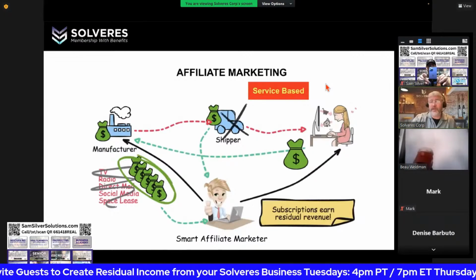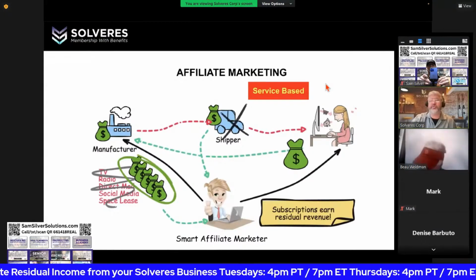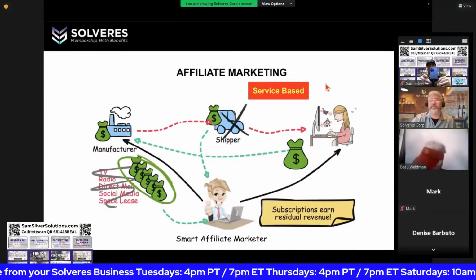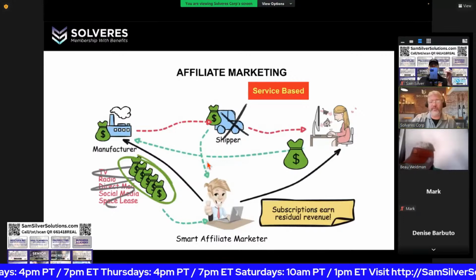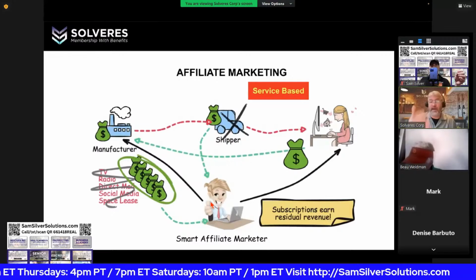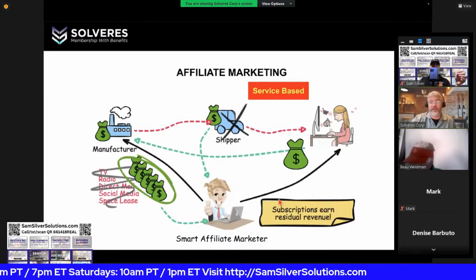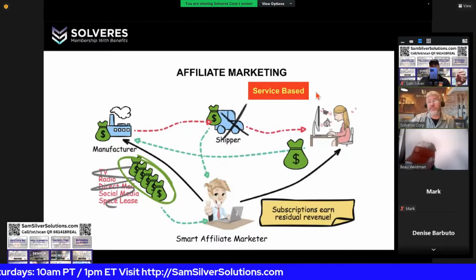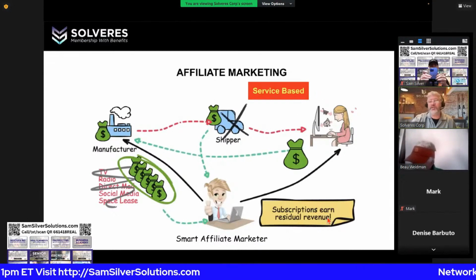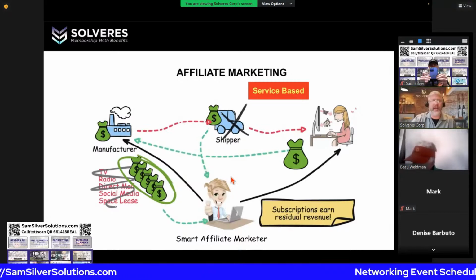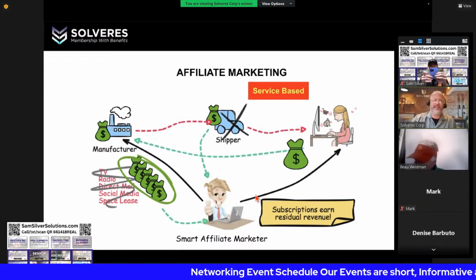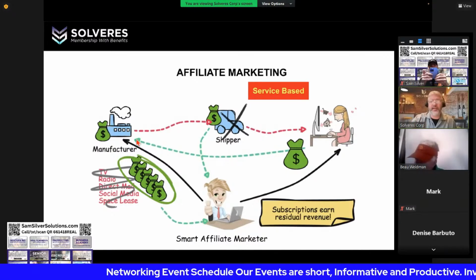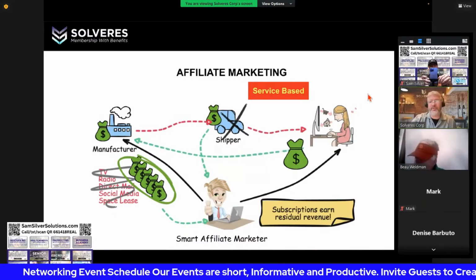Now, Solveres, all of our solutions are service-based. And so if you have a service-based model like this, they don't have the shipping costs at all. So that's additional revenues that can be provided to the smart affiliate marketer. Now, a lot of these service-based solutions or products can be subscriptions. You might have a premium for an insurance policy, something like that. So that allows you to get monthly residual income just for making that connection.